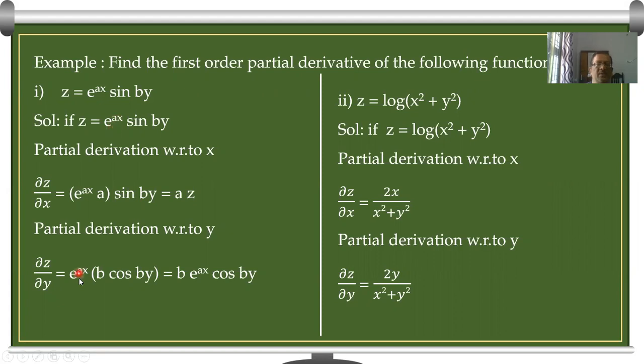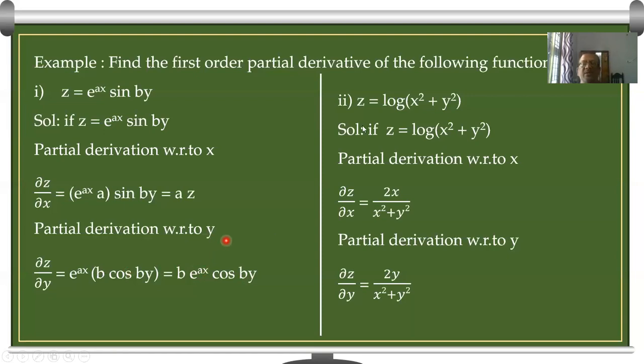Therefore, e power x, sin by derivation is cos by, and we have an inner function. If there is only sin y, that means only one function. Now sine is the first function and by is the second function, that is the inner function. The derivation of by is b. Therefore the total value becomes b into e power x cos of by. It is the partial derivation with respect to y.